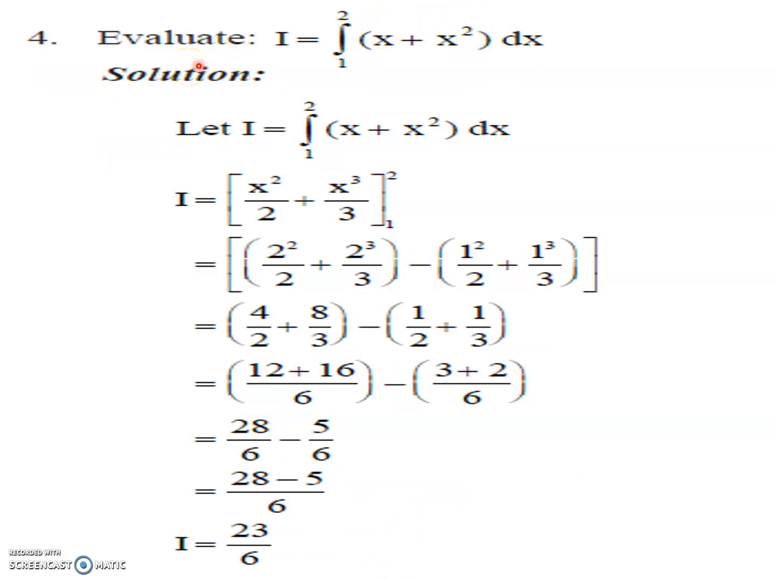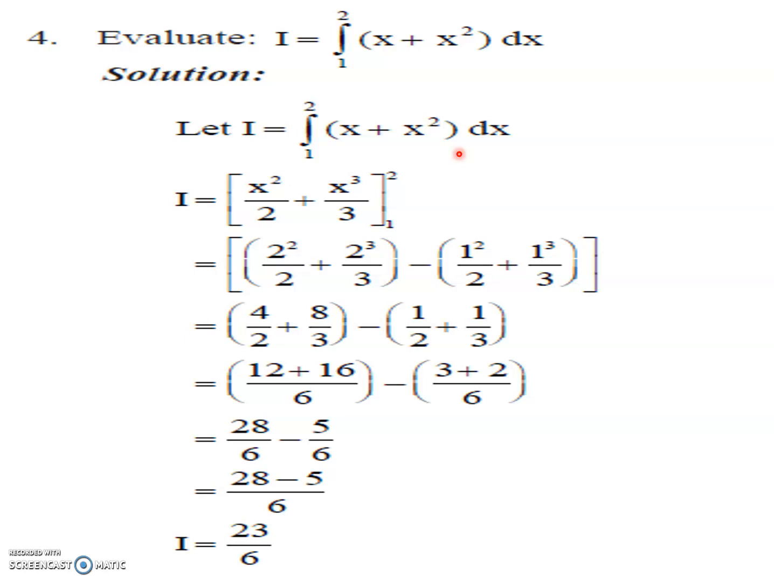Second, evaluate I is equal to lower limit 1, upper limit 2, of x plus x square dx. If addition is there, f of x plus g of x, we have to take the separate limit integration of these terms, or we have to take the integration first. Let us start. What is the integration of x? X square upon 2. What is the integration of x square? x cube upon 3. From which formula do we derive this? Yes, exactly. Integration of x raised to n is x raised to n plus 1 upon n plus 1.